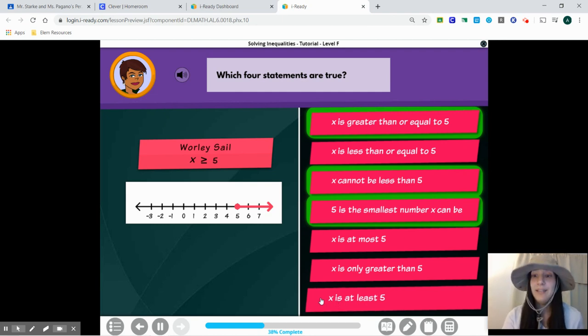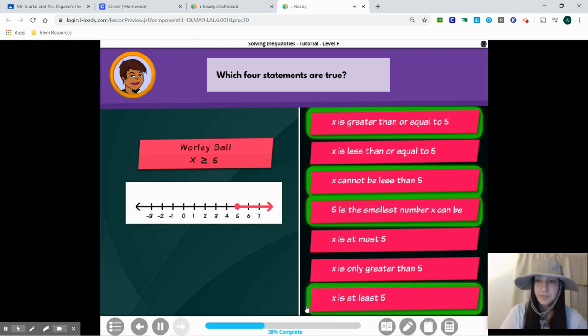And x is at least 5. At least means the smallest it can be is 5, so that is true. Saying x is at least 5 is like saying that the lowest value for x is 5. And that is true. Nice job. You found all of them. Thank you very much.